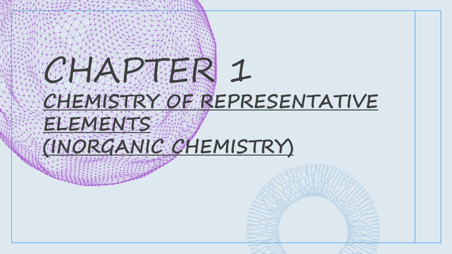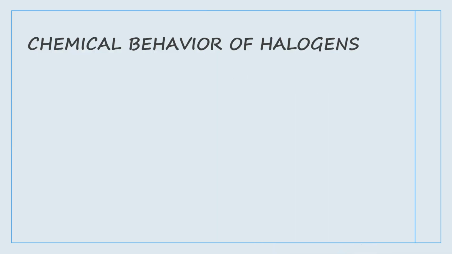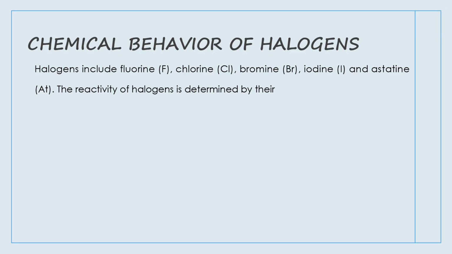This is chapter number 1, Chemistry of Representative Elements, that is part of inorganic chemistry, and the topic that we have today is the chemical behavior of halogens. Talking about the halogens, they belong to group 7A and include the elements fluorine, chlorine, bromine, iodine, and astatine. Their chemical behavior or reactivity can be determined by their bond enthalpies.